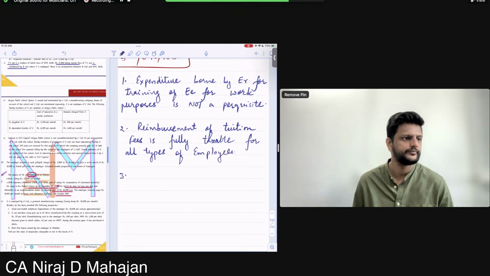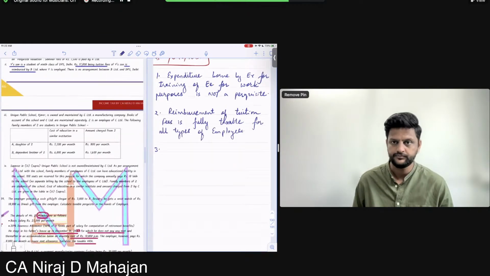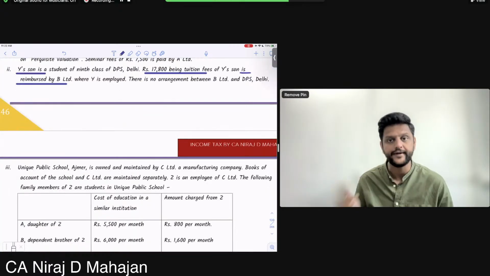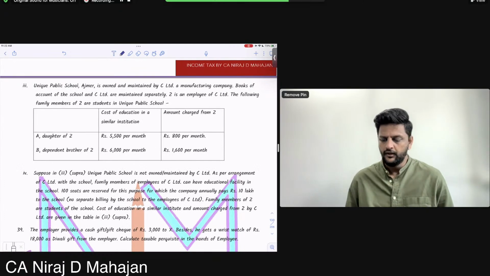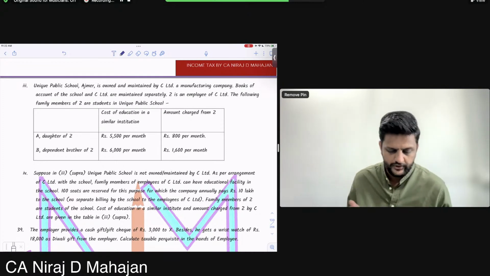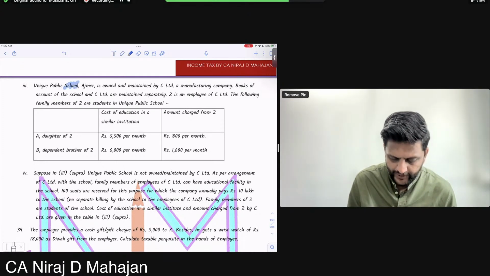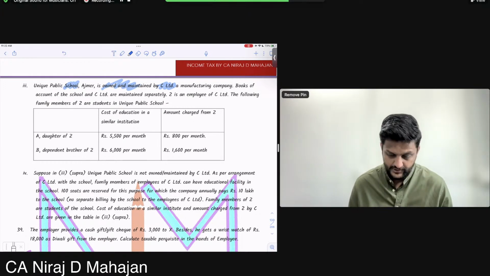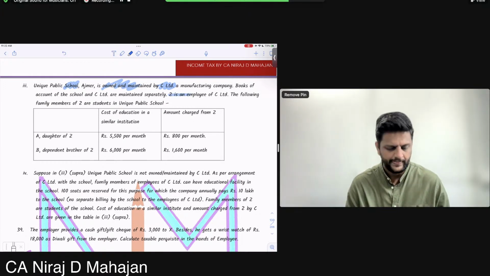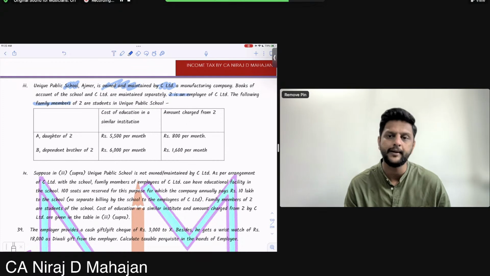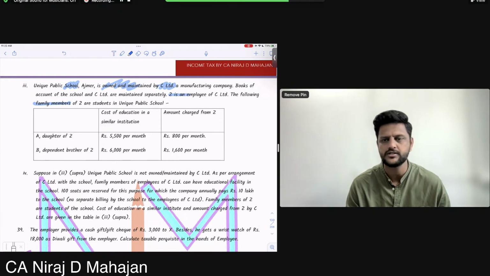Final year, all of you? Ready? Third one. Unique Public School, Ajmer, is owned and maintained by C Limited, a manufacturing company. Books of account of the school and the company are maintained separately. School is separate, company is separate. Z is an employee of the company. The following family members of Z are students of that school. So the school is owned and maintained by the employer, and the employee's family members are studying in the school.